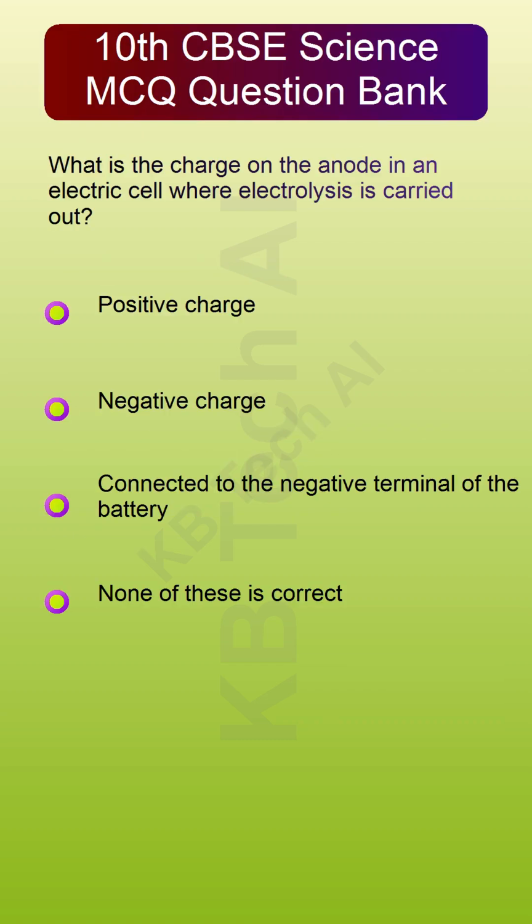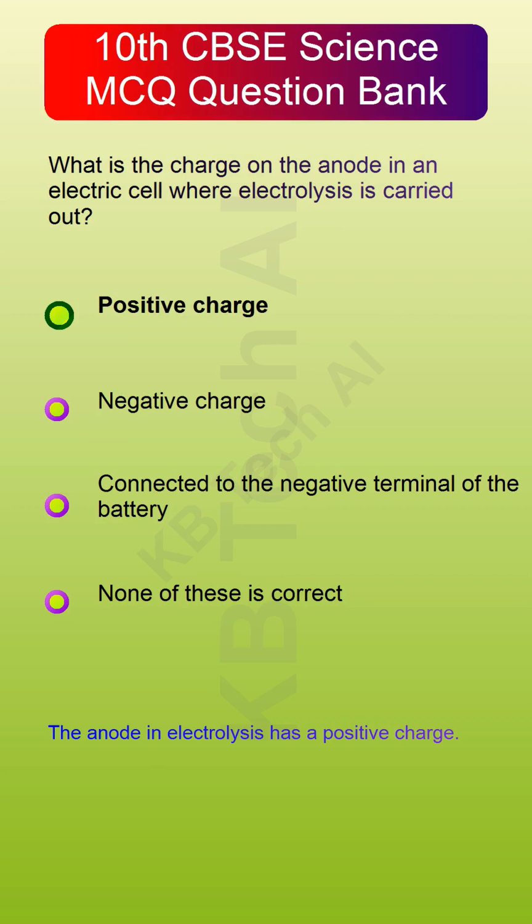What is the charge on the anode in an electric cell where electrolysis is carried out? Option 1, positive charge. Option 2, negative charge. Option 3, connected to the negative terminal of the battery. Option 4, none of these is correct. The answer is, Option 1, positive charge.